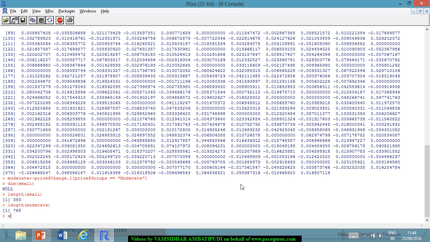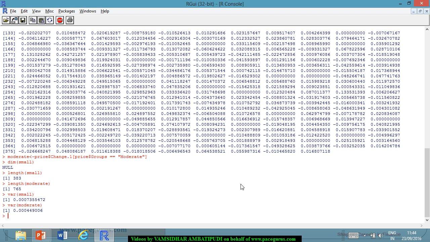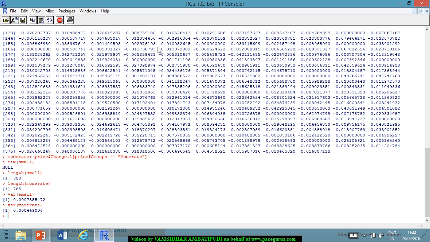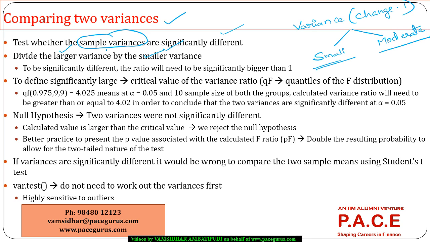I will find out the variance associated with small, which has given me this much, and the variance associated with moderate, which has given me 0.0004. Now, theoretically, I divide the larger variance by the smaller variance, which is var of small divided by var of moderate, because the small's variance is higher. This gives me 1.63. To be significantly different, the ratio needs to be significantly bigger than 1.